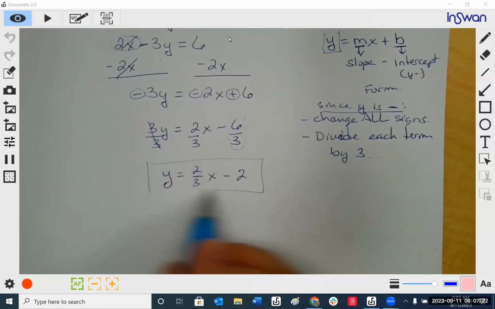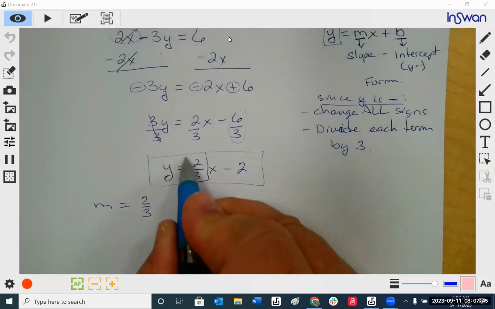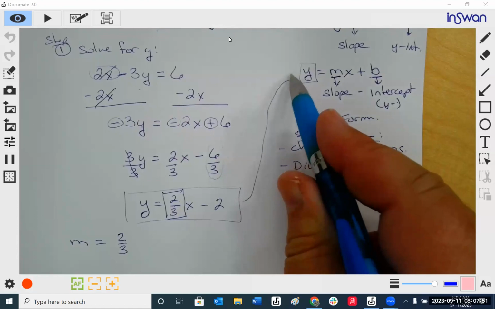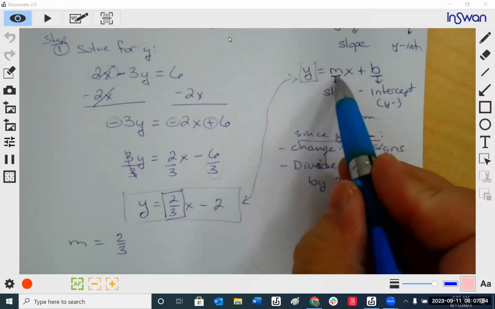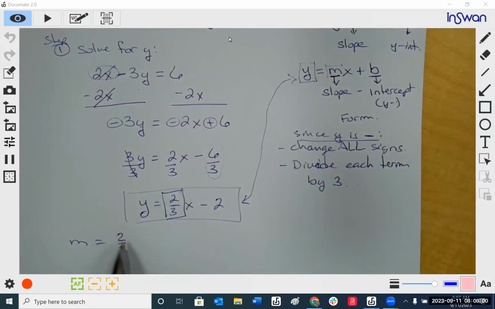So now what does this tell us? Can we get any information from this? Yeah, we know the slope. What's the slope? The slope is always in front of the x. Refer back to this equation. Whatever's in front of the x is your slope. Notice my slope does not have an x on it. It's just the number in front of it.